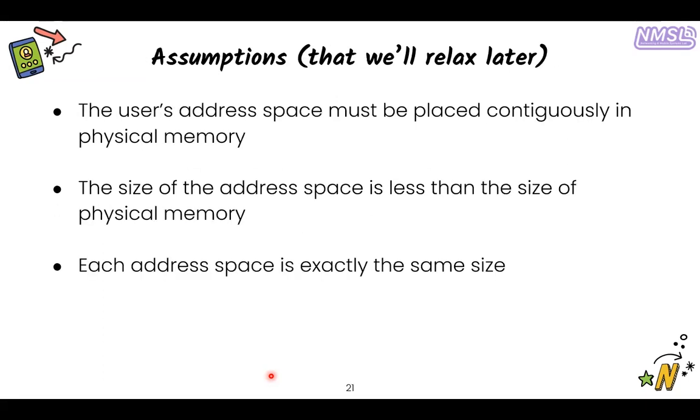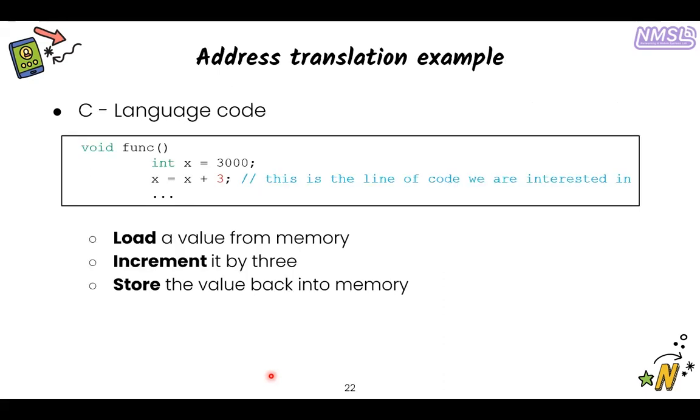Now, just for the sake of explanation, we're going to go through some assumptions. First of all, the user's address space must be placed contiguously in the physical memory. The size of the address space is less than the size of physical memory, and each address space is exactly the same size. With that, let's look into the first example.